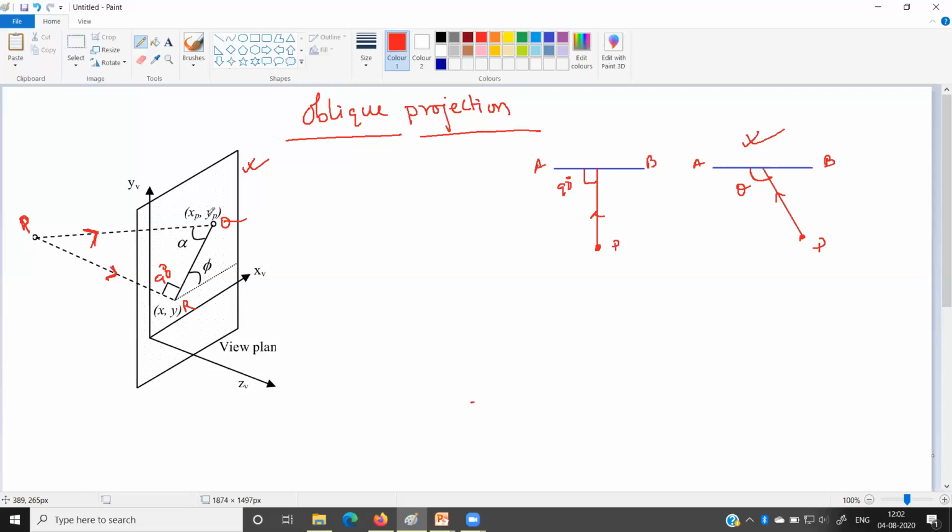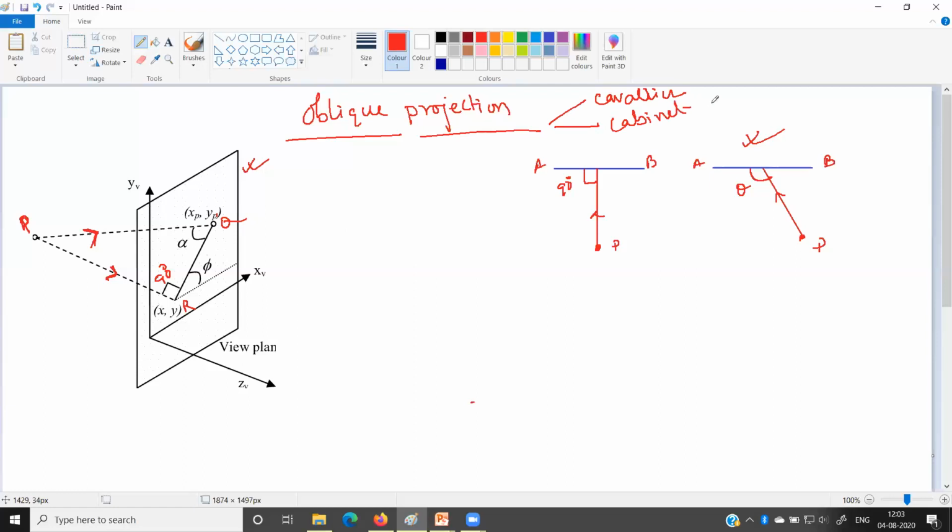Fine. Now, what we have to do? We have to find out what is the angle alpha. And we also have to find out the point XP and YP. So you can remember that oblique projections again are of two types. One is called the Cavalier projection and the second one is called the cabinet projection.